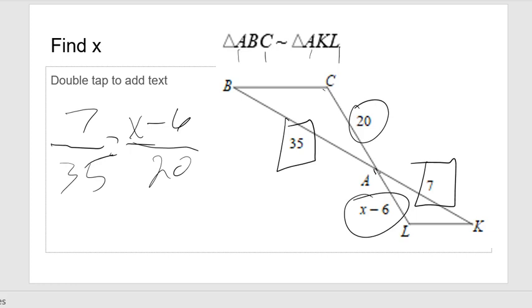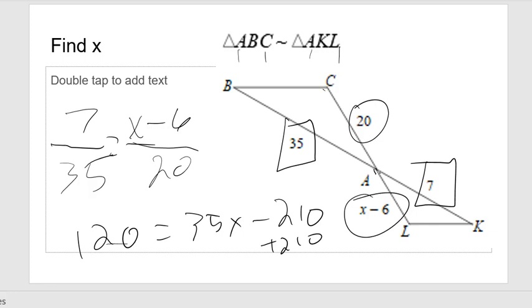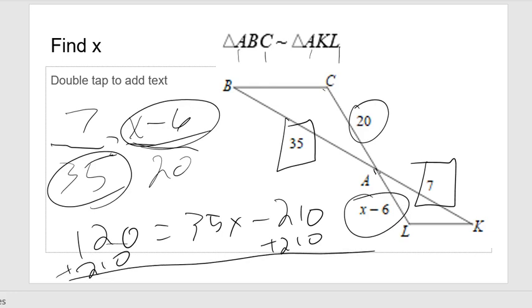We cross multiply, we get 120 equals 35x minus 210. And we add 210 over. Remember, you distribute, guys. We are distributing this times this whole thing. That's how we got that. 210. We get 35x equals 330 divided by 35. It's going to give me a decimal. So double check my math.